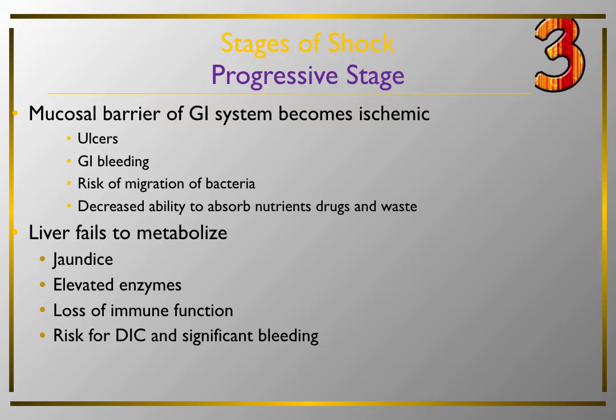So the GI system is also affected by prolonged decreased tissue perfusion. The loss of the functional ability of the liver leads to failure of the liver to metabolize drugs and waste products. So that would be maybe lactate or ammonia. As you know, with someone who has hepatic encephalopathy, they sometimes have too much ammonia in their body. So there's a liver failure going on to metabolize these drugs and waste products, which then causes a buildup of them. Of course, jaundice results from an accumulation of bilirubin.